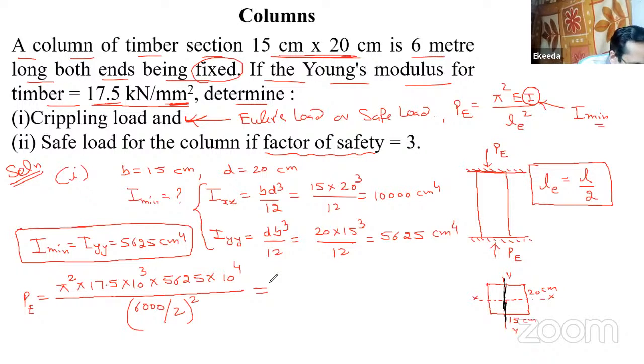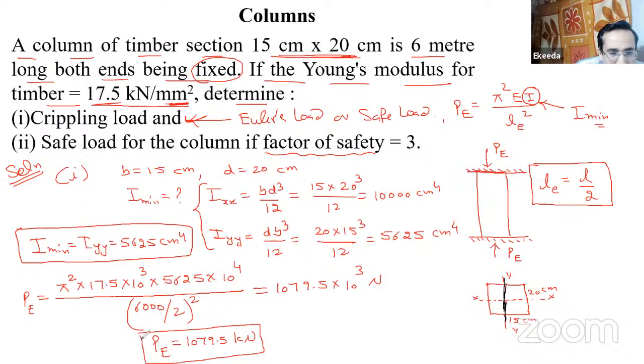So I'm writing the final answer. The final answer will be 1079.5 kilonewton, that is 1079.5 into 10 power 3 newtons. So Euler's load, the safe load, is 1079.5 kilonewton. So this is the safe Euler's load, the crippling load for this column, right?